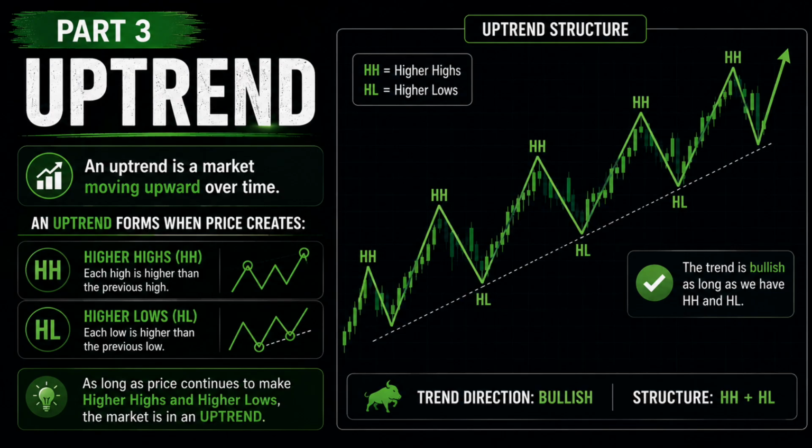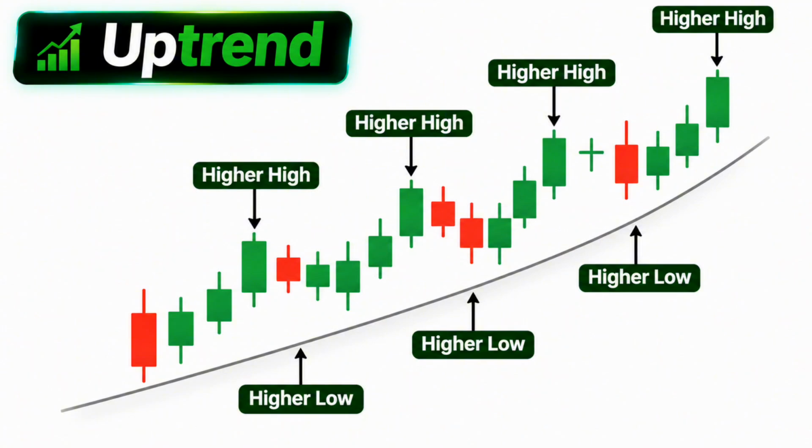Uptrend. An uptrend is a market moving upwards over time. An uptrend forms when price creates higher highs and higher lows. What is a higher high? A higher high is when price makes a new high above the previous highs. This tells us buyers are strong enough to push price higher.